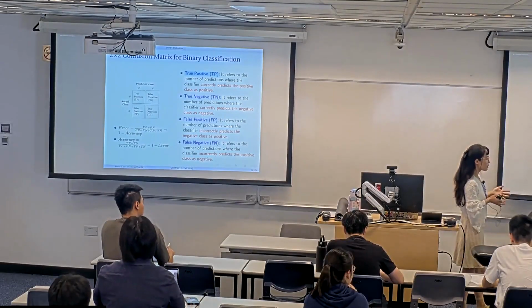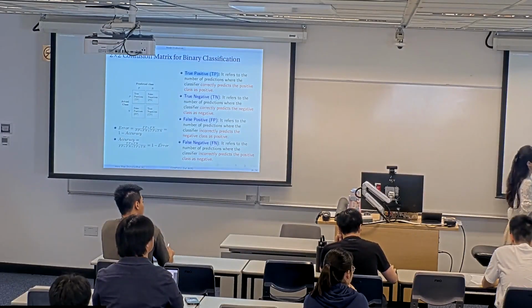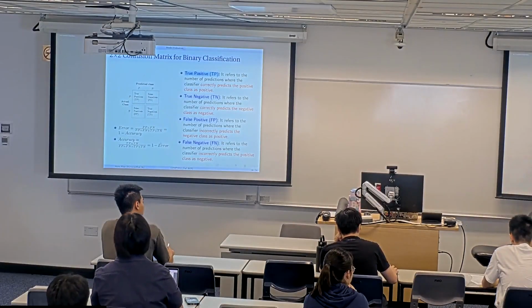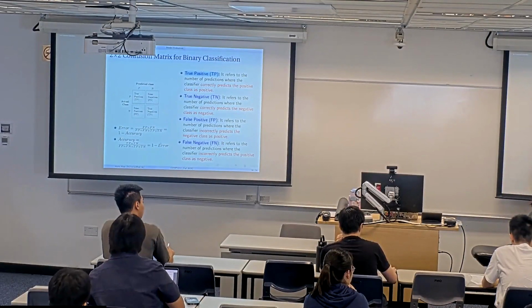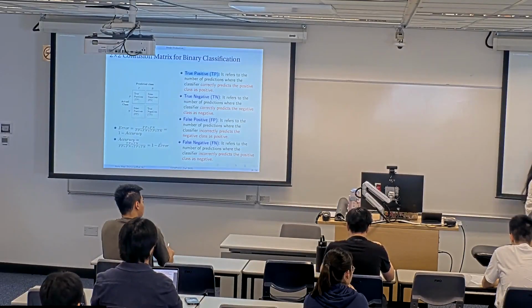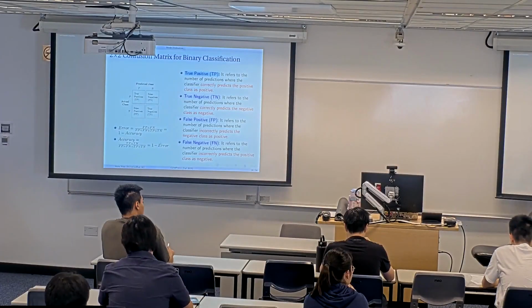False negative then refers to the number of predictions where the classifier incorrectly predicts the positive class as negative. So this entry, we know the actual class is positive here. But somehow, the prediction is wrong. The model made mistakes, so the model predicts them as negative, so we call them false negatives. So this diagonal represents all the wrong predictions.